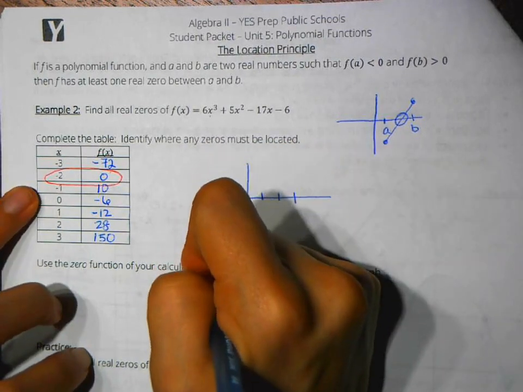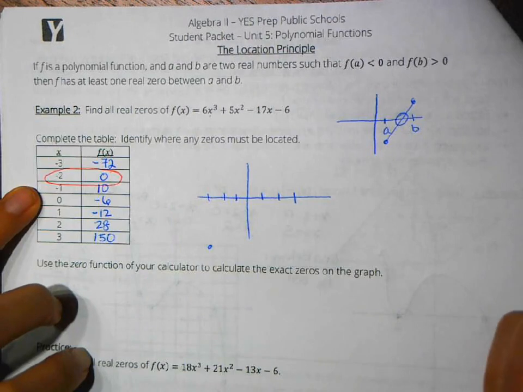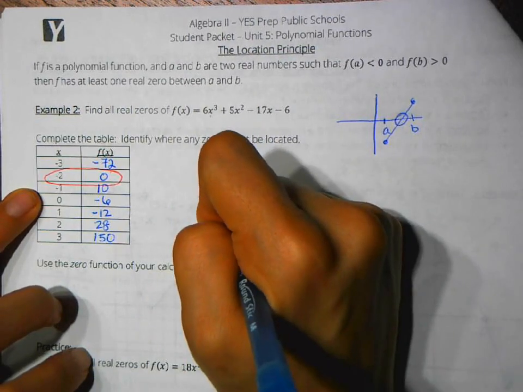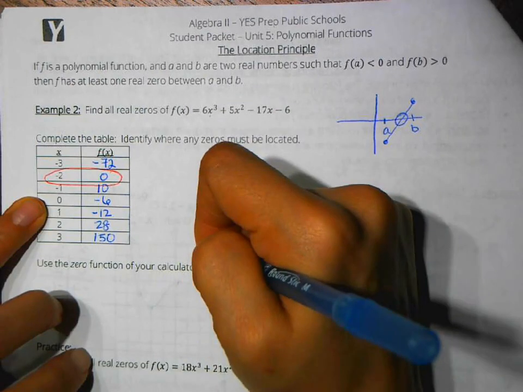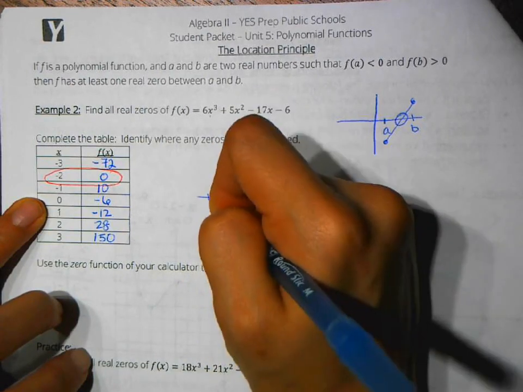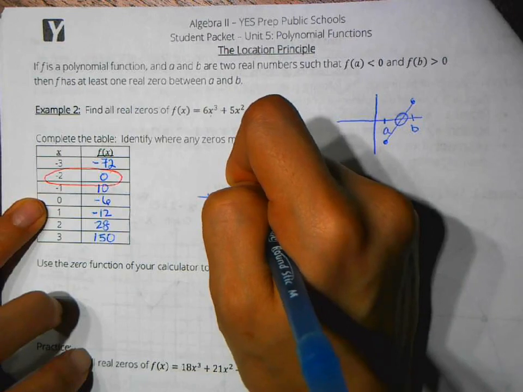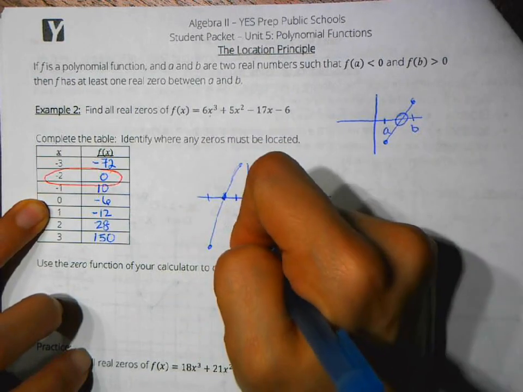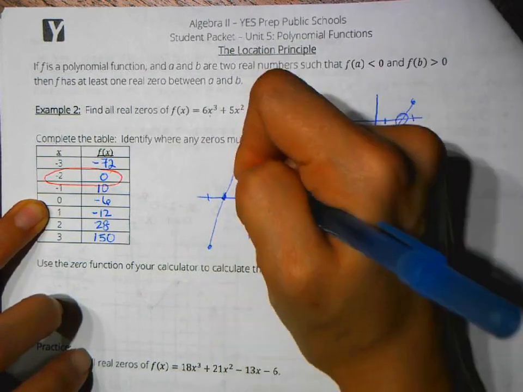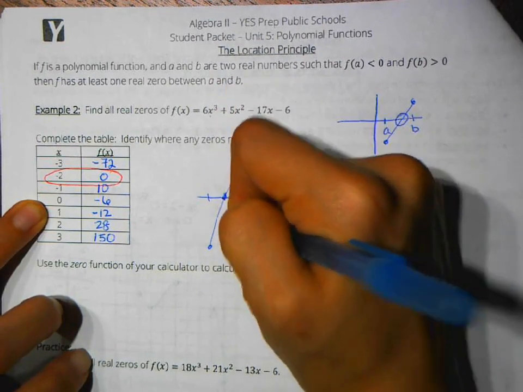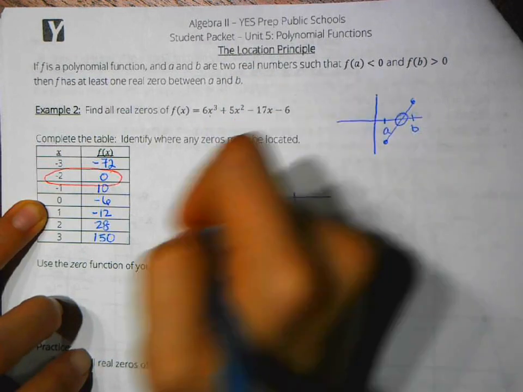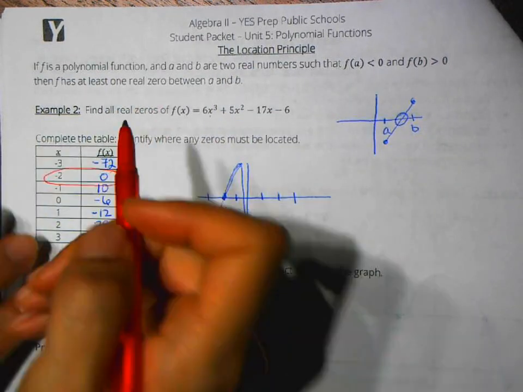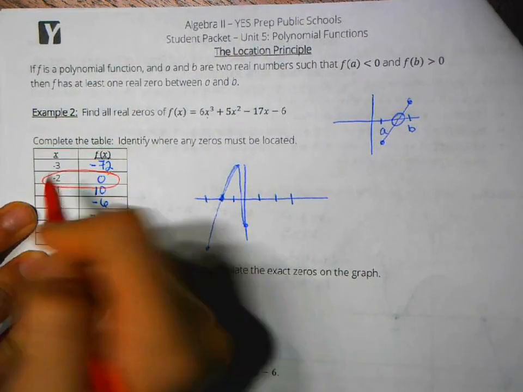At negative 3, it's all the way down at negative 72. At negative 2 is a 0. At negative 1, it's a 10. So obviously, it's going to come up and cross the x-axis there. But what happens after that? At 0, it's going to be at negative 6. So between negative 1 and 0, the graph has to somehow curve back down. So there has to be a 0 somewhere in between negative 1 and 0.